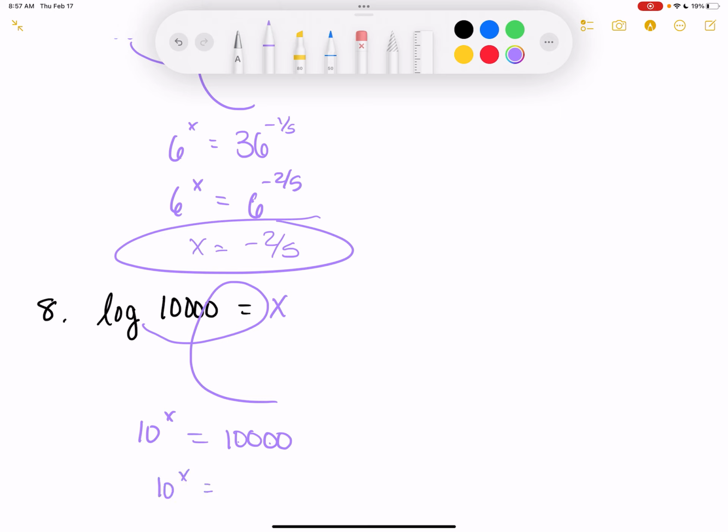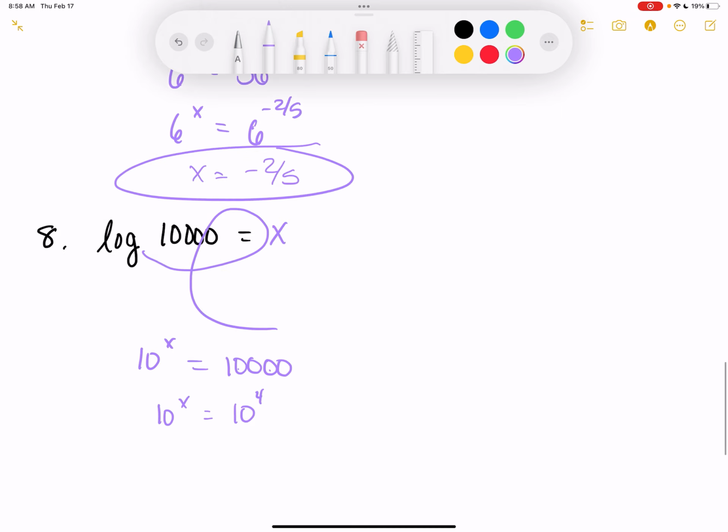So however many zeros is how many powers it's raised to. 4. So x equals 4. This is cool. I like it.